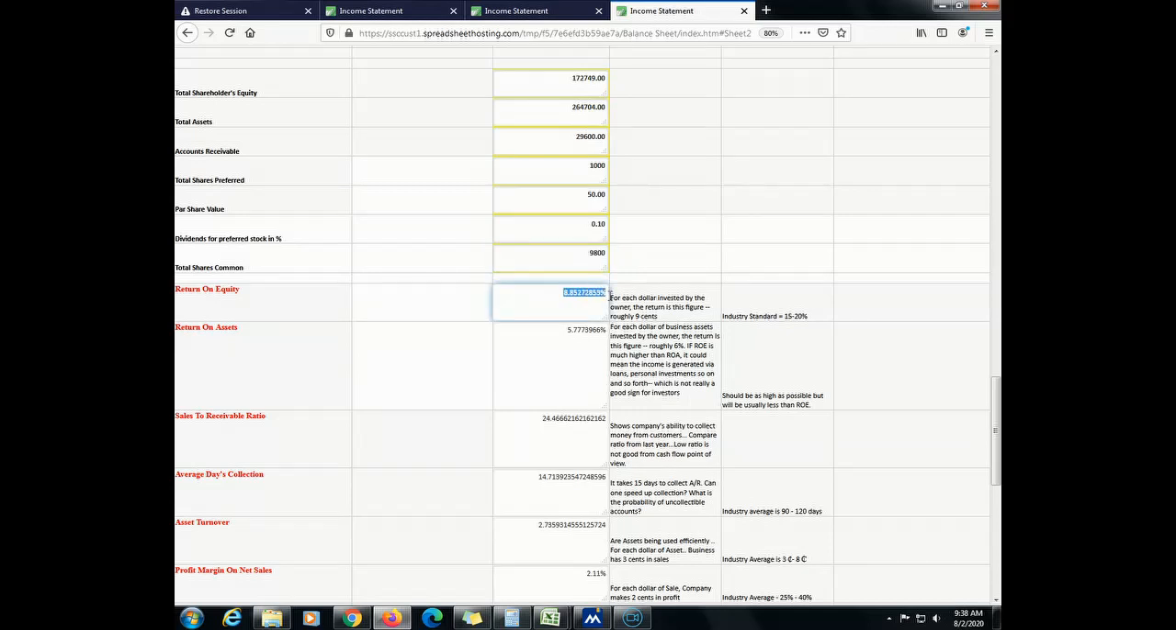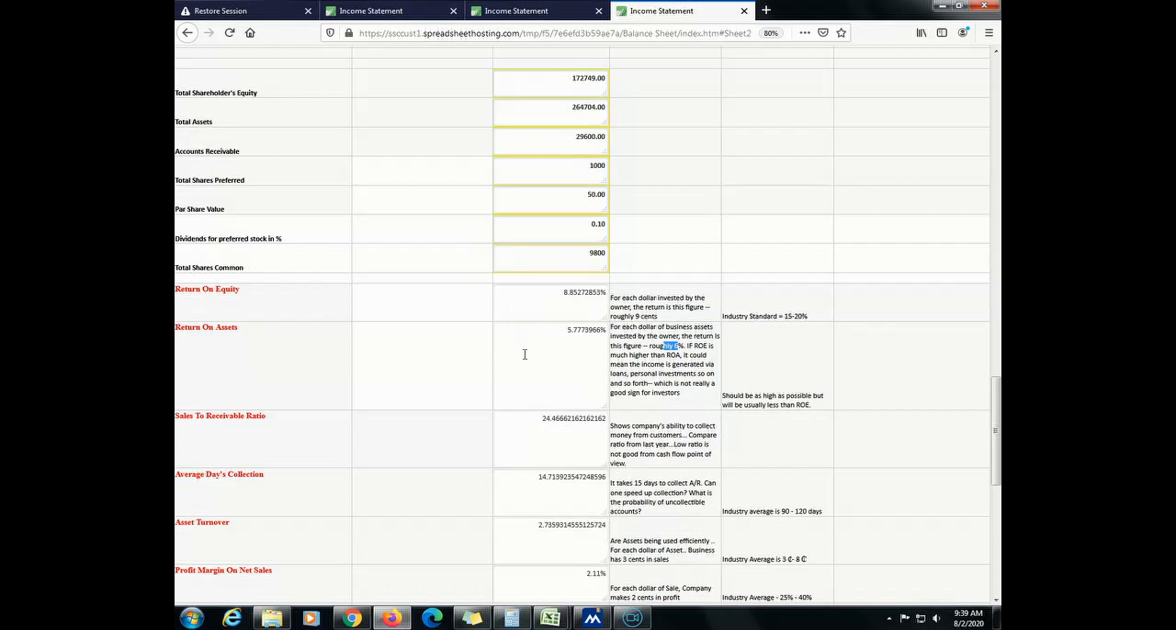Based on these values, the calculator automatically calculated your return on equity, which came about 8.85%. This basically means that for each dollar the owner invested in this business, the return was 9 cents. Industry standard is 15 to 20%. Return on assets is 5.77, which is roughly 6, which basically means for each dollar of business assets invested by the owner, the return is roughly 6%.